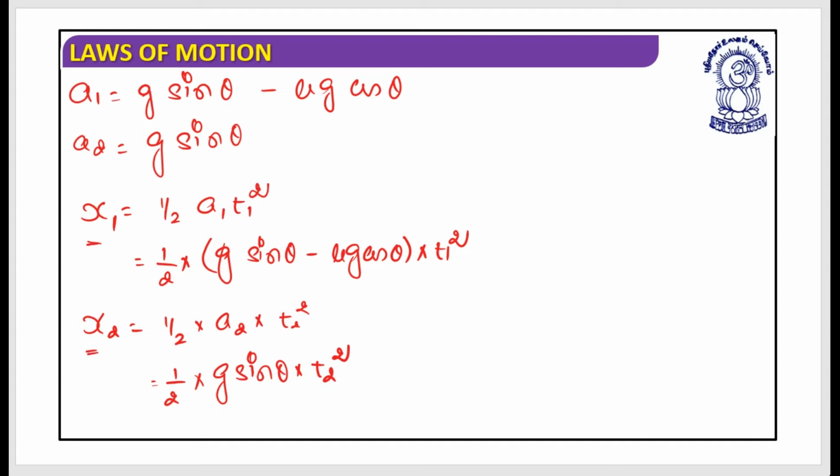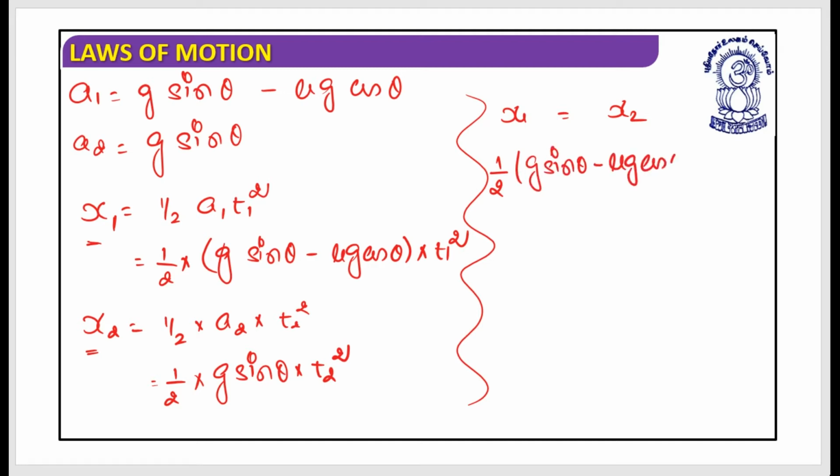Now what should we do? We know that the relation between t1 and t2 is given, as well as that the distances are the same. If the distances are the same, x1 is equal to x2, so half multiplied by g sin theta minus mu g cos theta into t1 square should be equal to half into g sin theta into t2 square.